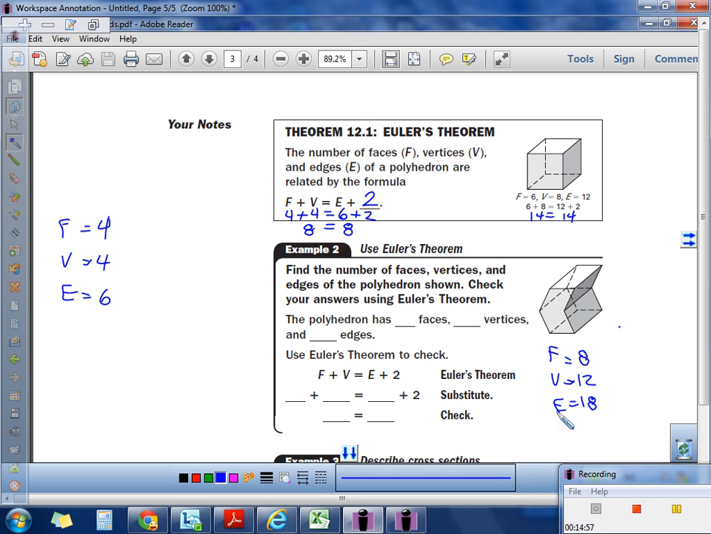All right, now we can plug it into our formula. F plus V equals E plus 2. So 8 plus the vertices of 12 equals edges plus 2. 18 plus 2 is 20, and 8 plus 12 is 20. Checks out. We counted correctly.